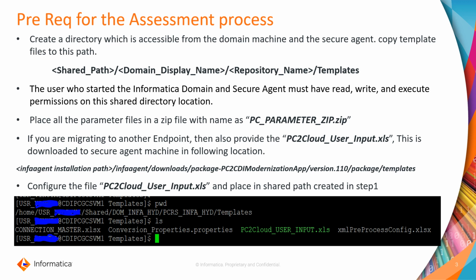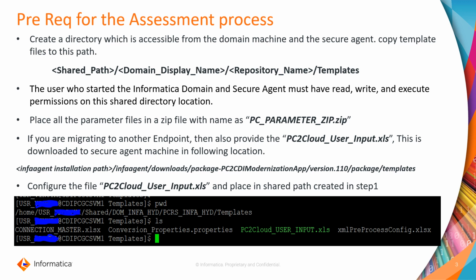This path should have read, write and execute permission for the user with which you have started the Informatica domain on the domain servers, as well as the secure agent technical user. Place all the PC parameter files, clubbed and zipped, in a zip file with the name PC underscore parameter underscore zip.zip. Make sure the name is specific as it is written here.